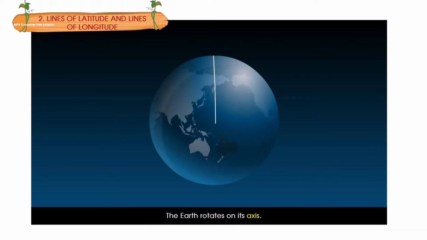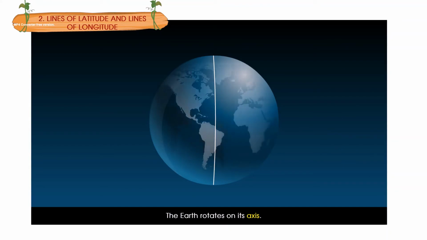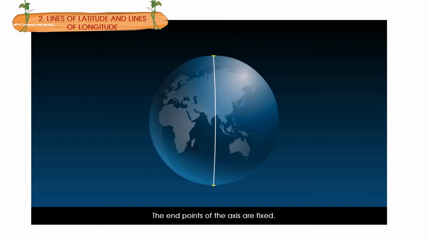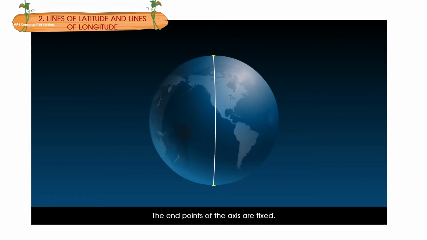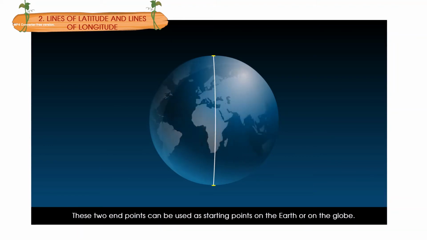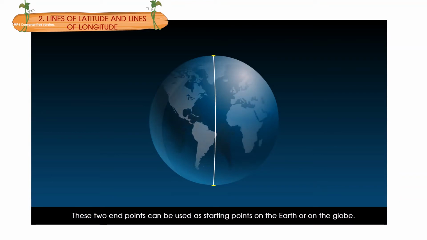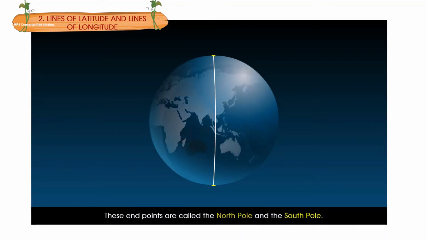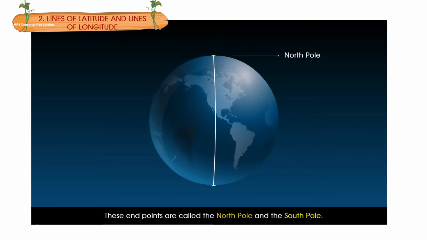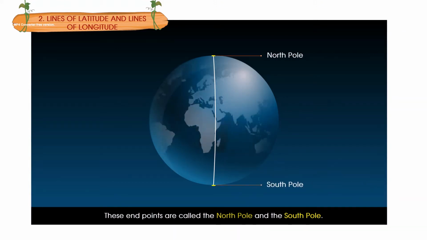The earth rotates on its axis. The endpoints of the axis are fixed. These two endpoints can be used as starting points on the earth or on the globe. These endpoints are called the North Pole and the South Pole.